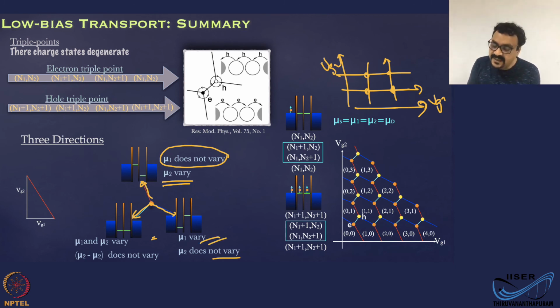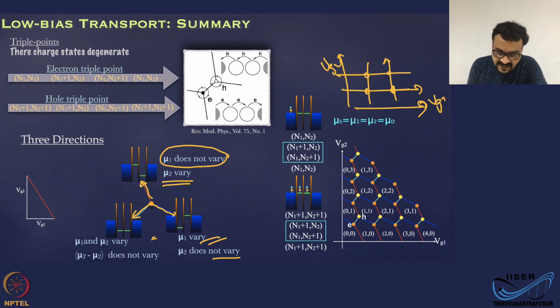Similarly, the third direction is the light blue line or teal line that is connecting the two triple points. Along that, you will vary both VG1 and VG2 by the same amount. What that means is you will lift both levels up or lower both levels down, depending upon which direction you are sweeping. So in that direction, you will change the potential of both dots.